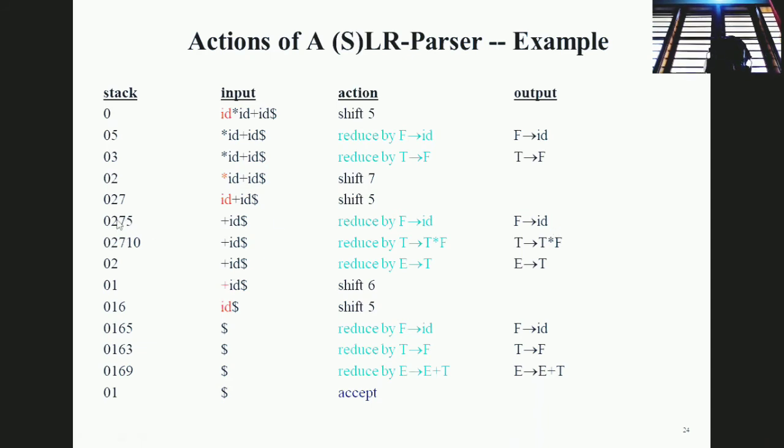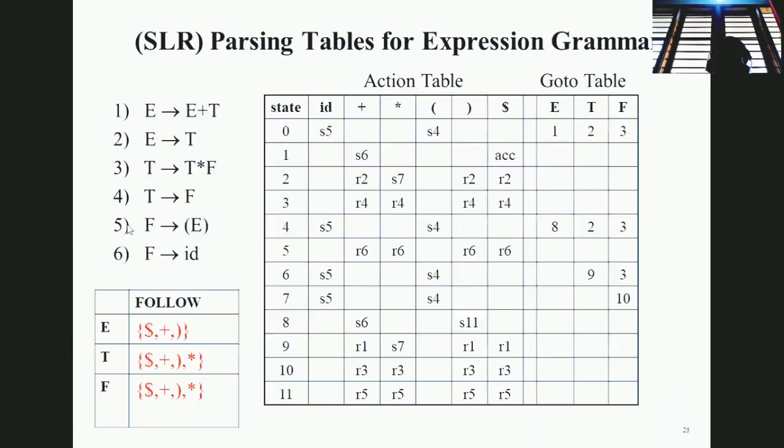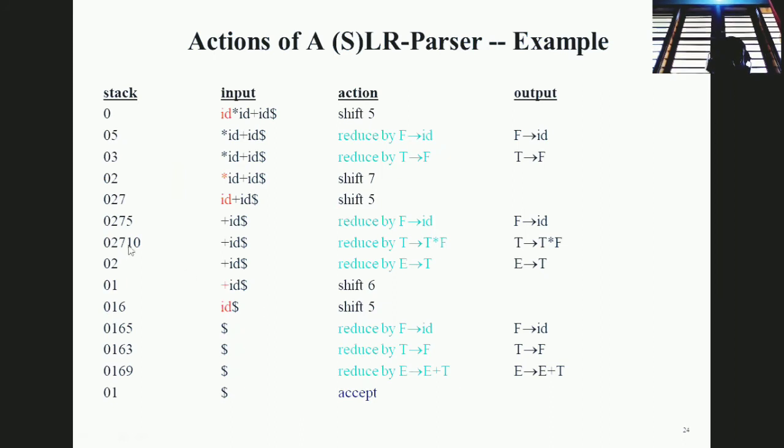Now after popping 5, my top of the stack is 7. Then my production on the left hand side is F. Then I must look at what is 7 on F. My 7 on F is nothing but 10. Then I must push 10 onto the stack. So I have pushed 10 onto the stack. Now it becomes 0 2 7 10.